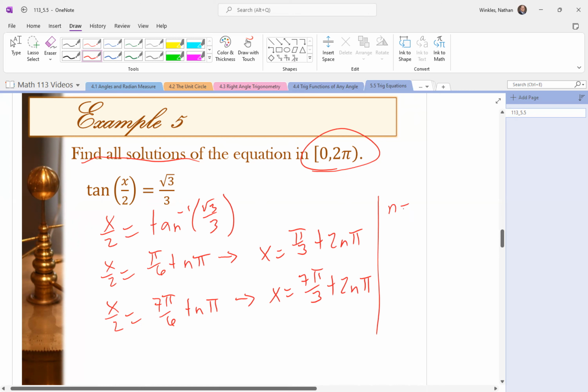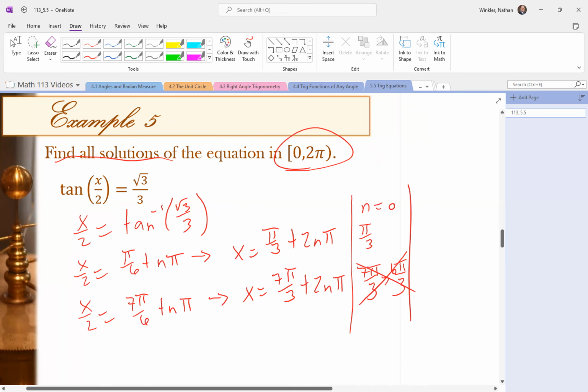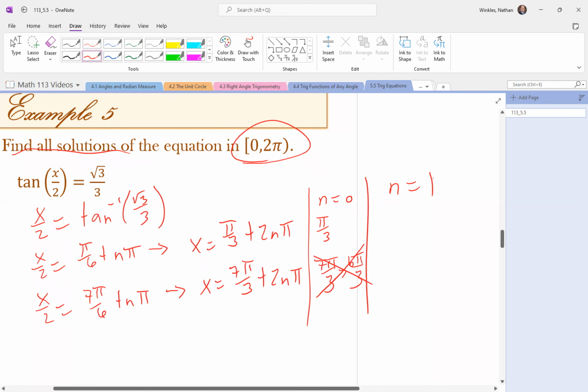So now, n equals 0 case, we're at pi over 3 and 7 pi over 3. But 7 pi over 3 is already greater than 6 pi over 3. So we don't care about that value. Obviously, if we add a 2 pi to anything, we get 7 pi over 3, which we had already concluded was not in there. So my only solution inside of the given interval is pi over 3.